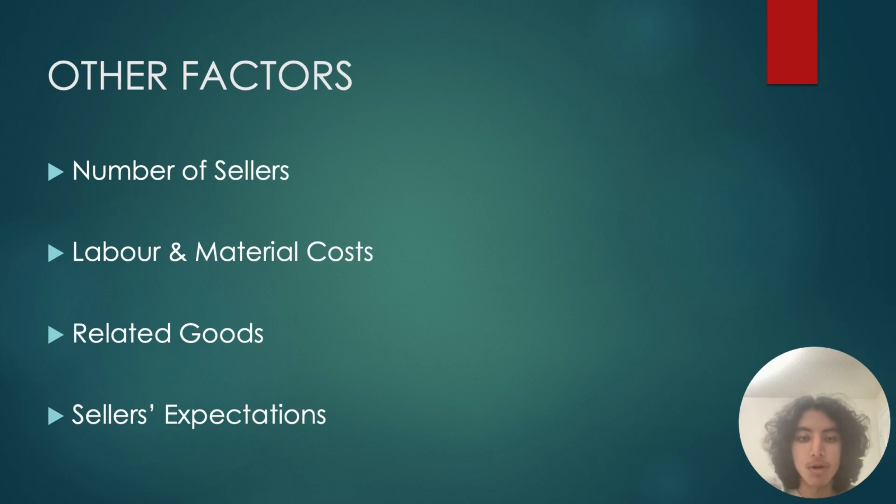Now there is a bunch of different reasons that can cause a movement of the entire supply curve. The most obvious one being the number of sellers. If the number of sellers increases, the quantity that's manufactured increases and the supply is going to go up. The other factors are labor, material costs, and the price of related goods. What that means is that if it costs less money for a company to manufacture a product, then they're going to manufacture more of that product.